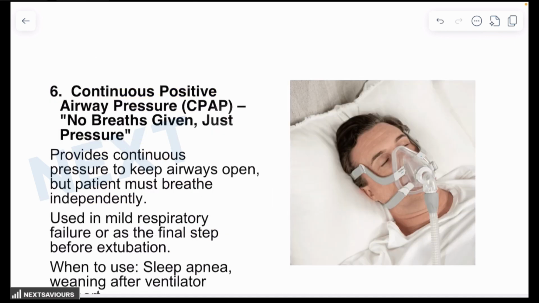Another one is the continuous positive airway pressure, where no breaths are given, only the pressure is applied externally. So, how does it work? It provides continuous pressure to keep the airway open, but the patient must breathe independently. It is used in mild respiratory failure or as a final step before extubation, obviously, like in case of sleep apnea and in case of weaning after ventilatory support. So, these are the indications for the use of CPAP.